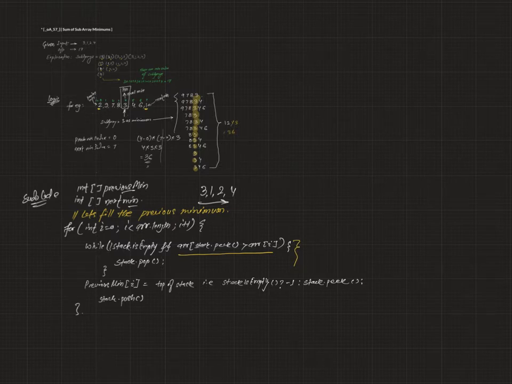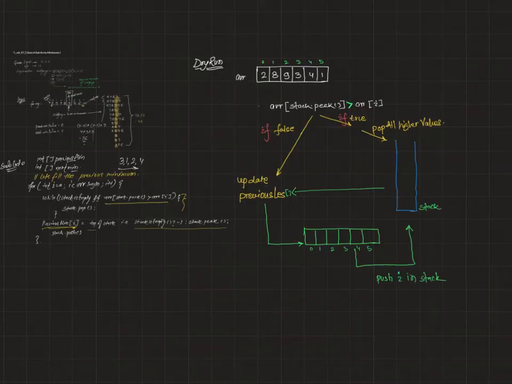So once we have popped out all the greater values present in the stack, which are greater than the current value present at i, then for the current index we put where the minimum value is present. So this will do that. So let's do the dry run.